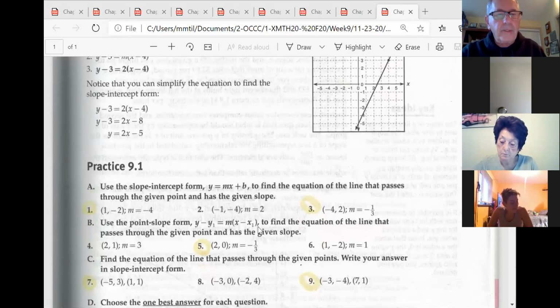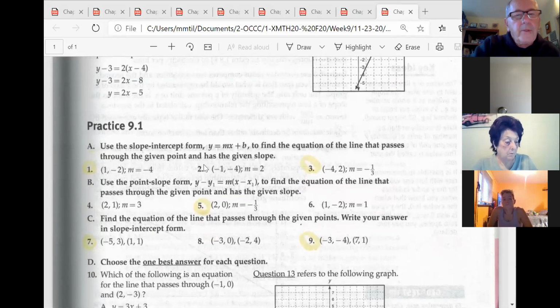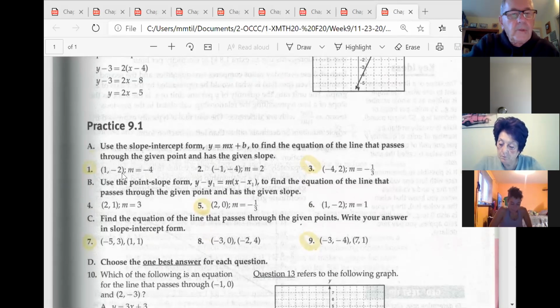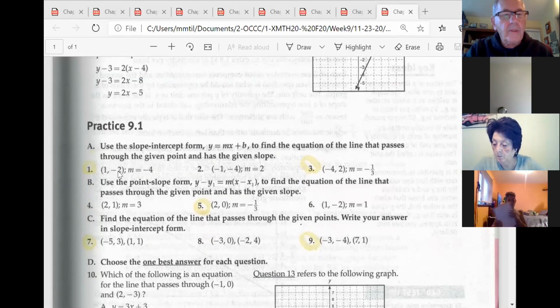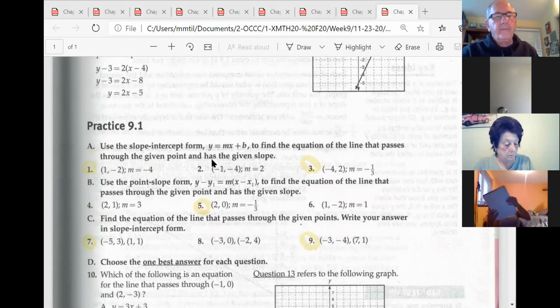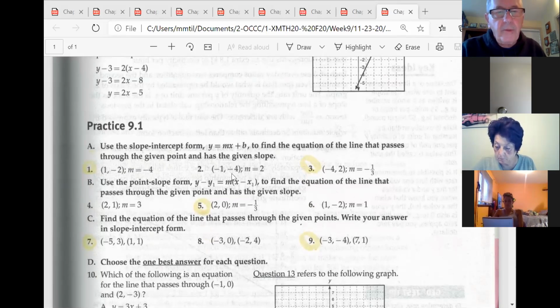So I'm going to stop sharing that and look at the homework. That's what this is down here. Use the slope-intercept form, y is equal to mx plus b, to find the equation of the line that passes through the given point. In this particular one, you just put in that y value, minus 2, the x you'd put in 1, and the slope would be minus 4, and you get the equation by doing that. Do you want me to do one of these?